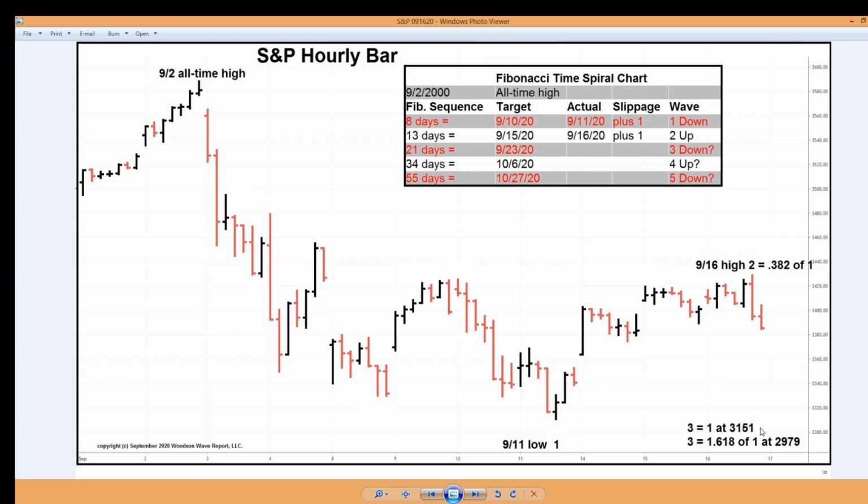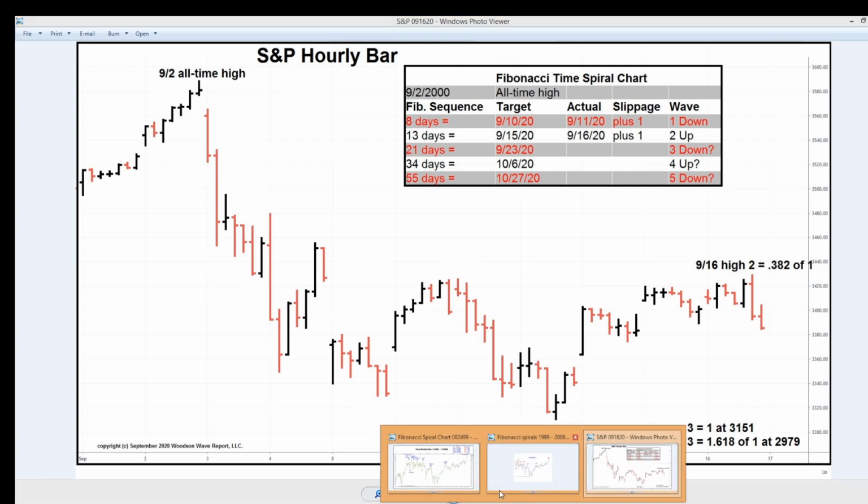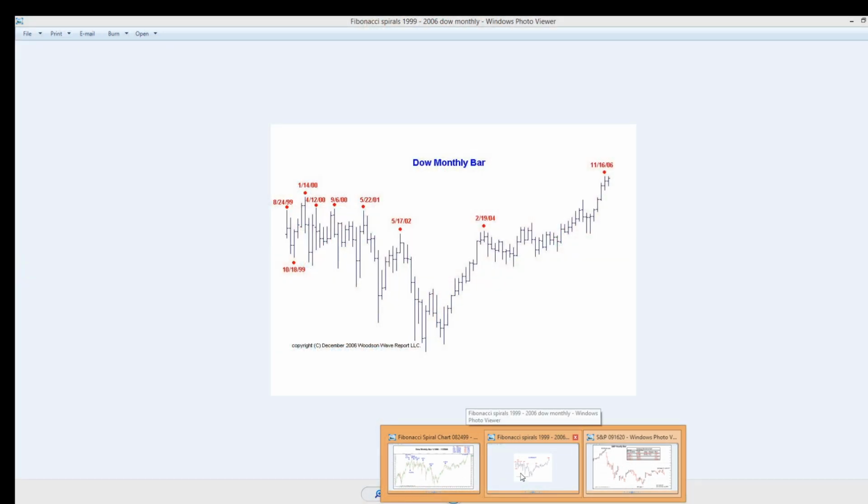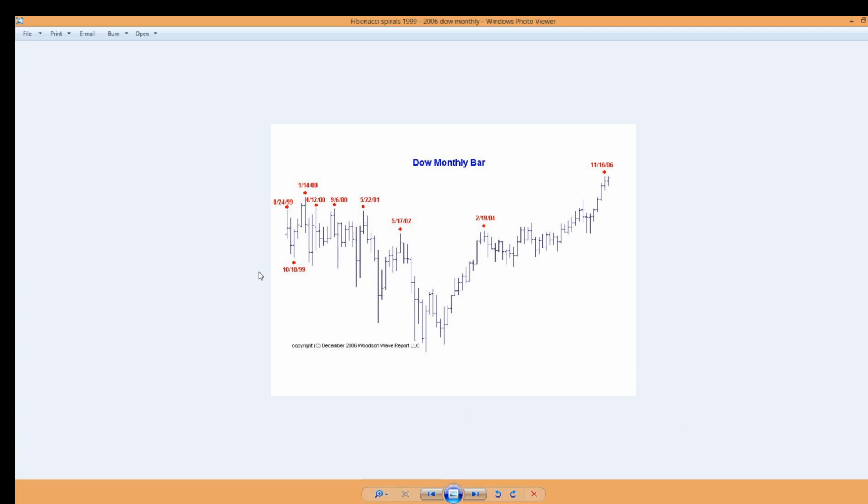And there are our targets: wave 3 equals wave 1, and wave 3 equals a Fibonacci 1.618 of wave 1. This we've done before, and we can show you our Fibonacci spirals. This goes back to 1998-99. We had an orthodox top in August of 99, Fibonacci 55 days later we had a low, and then our spiral caught every one of these highs for the next 7 years, or a couple in there. It didn't get a couple, but it nailed them all. Didn't nail the lows, but it nailed the highs.